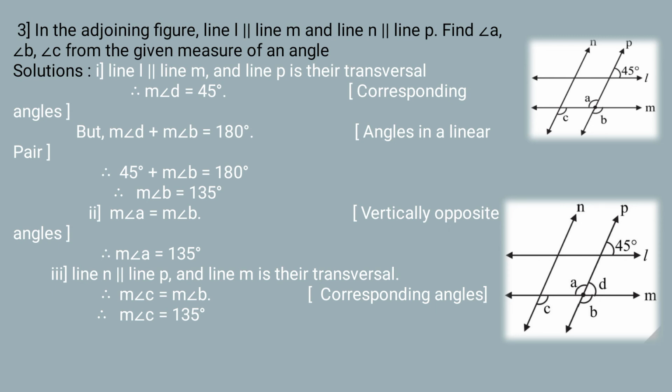Third, in the adjoining figure, line L is parallel to line M and line N is parallel to line P. Find angle A, angle B, angle C from the given measures of angles.